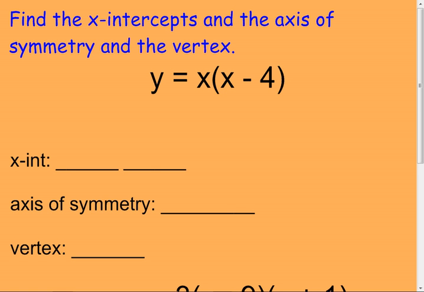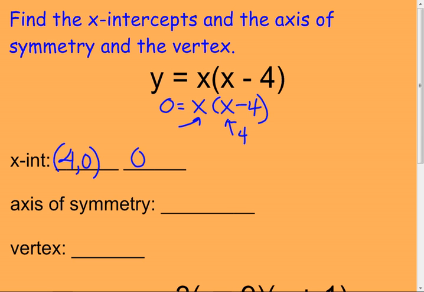Okay, so you got to go up a slide, which is still on the same page. Okay, Jane? 0 equals x times x minus 4. What are the two values that make that 0? A positive 4 makes this one 0, and 0 here makes that 0. So it does go through the origin.